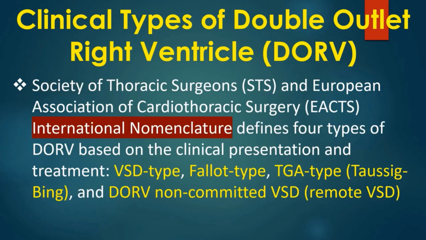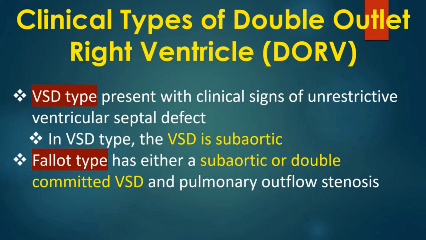Society of Thoracic Surgeons and European Association of Cardiothoracic Surgery international nomenclature defines 4 types of DORV based on the clinical presentation and treatment. VSD type, Fallot type, TGA type, that is Taussig Bing, and DORV non-committed VSD, that is remote VSD. VSD type presents with clinical signs of unrestricted ventricular septal defect. In VSD type, the VSD is subaortic.